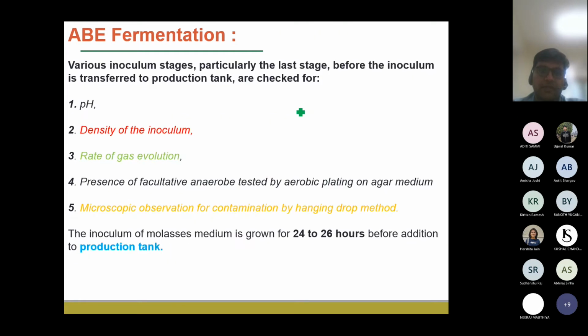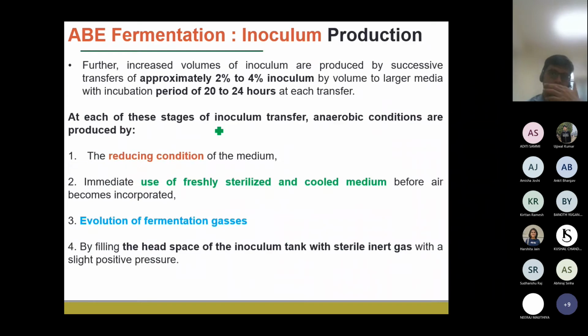And then after the inoculum development, there are stages for how we use the inoculum into a seed fermenter, and then to the production fermenter. If you look at the inoculum, the volume that is used varies in the range of around 2 to 4%. So we take from the seed fermenter.